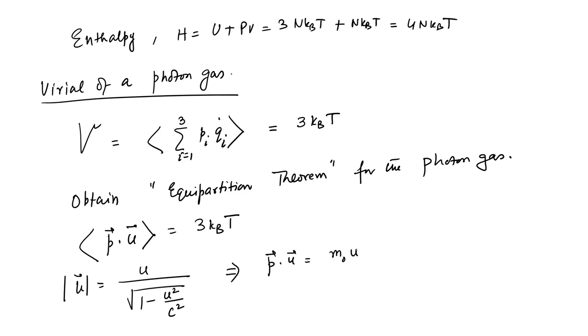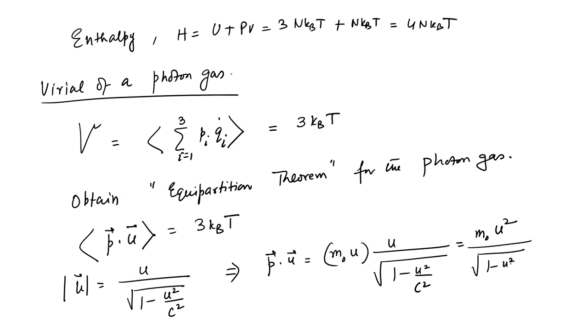Now, I go back to my notation of the rest mass, so this is m0 u divided by root over 1 minus u square by c square, and this is nothing but equal to m0 u square over root over 1 minus u square by c square. So, what you see inside the virial, that is inside the average value, is p dot u, which is equal to m0 u square divided by root over 1 minus u square by c square, m0 being the rest mass of the system and u being the velocity of the particle, okay?